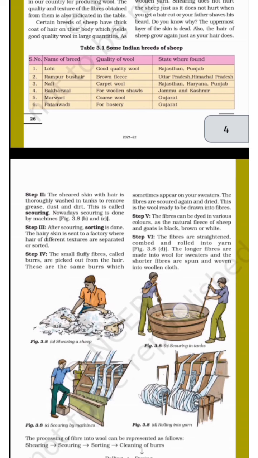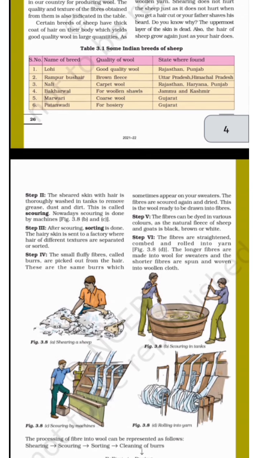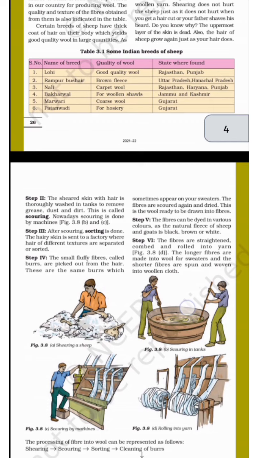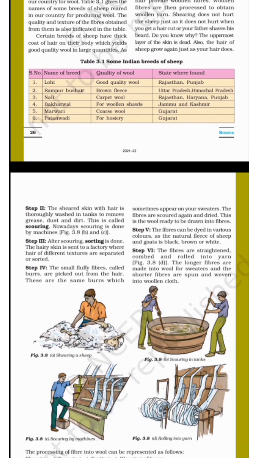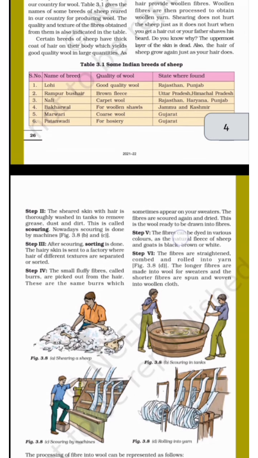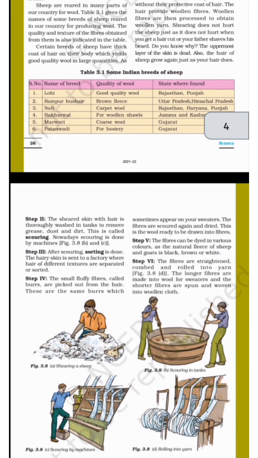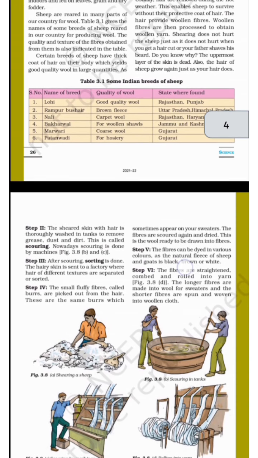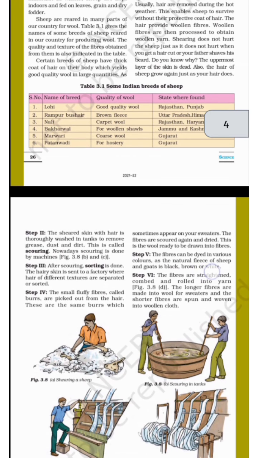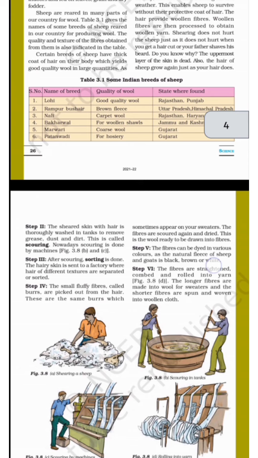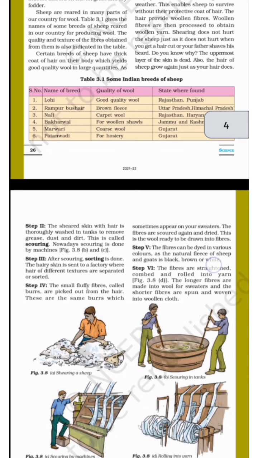In our clothes, we can see different colors of fibers, right? How can we get these colors? Let's see step 5. The fibers can be dyed in various colors, as the natural fleece of sheep and goats is black, brown and white. Yes, we can get these colors by dyeing the fleece or hair of the sheep. Mainly black, brown or white dyes are used for the coloring of these hairs.